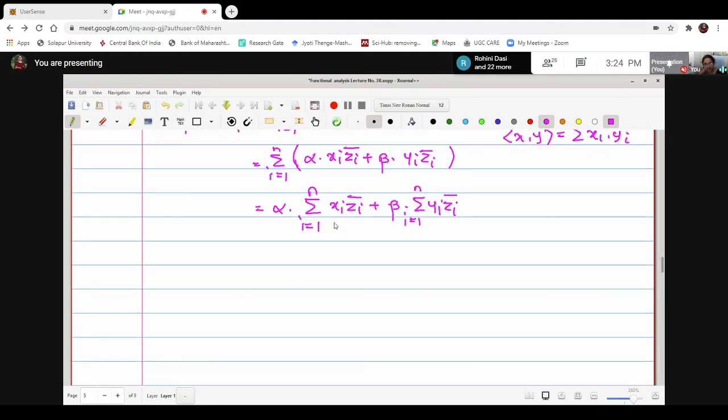Next, this first bracket gives us the inner product of x with z by definition. Therefore, this is inner product x with z. Similarly, the second summation gives us inner product y with z. We have started with alpha x plus beta y together with z. Hence, we have proved the linearity property in first variable also. Thus, all conditions of inner product are satisfied.